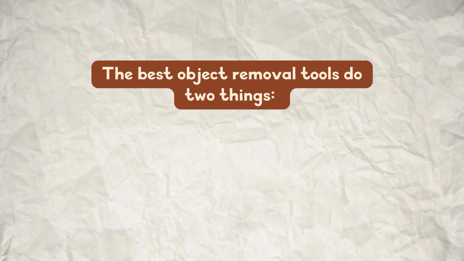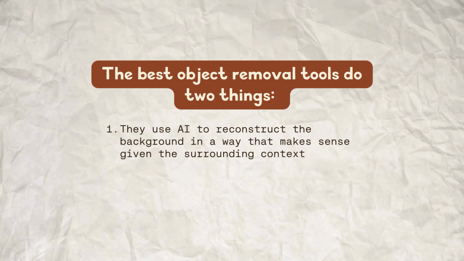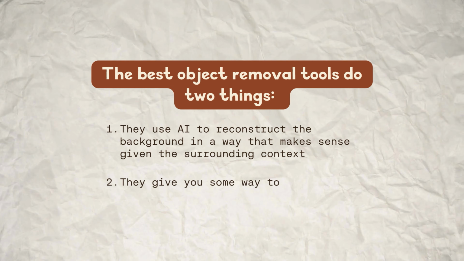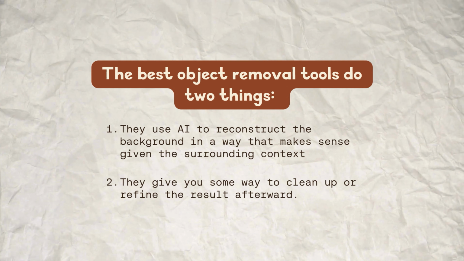The best object removal tools do two things. They use AI to reconstruct the background in a way that makes sense with the surrounding context. And they usually give you a way to clean up and refine those results afterwards. Because AI is great, but we all know that it's usually not perfect on the first try, and having the ability to tweak edges and textures and details is what separates a professional looking result from something that looks very clearly AI edited. And that is what I'm going to share with you guys in this video.